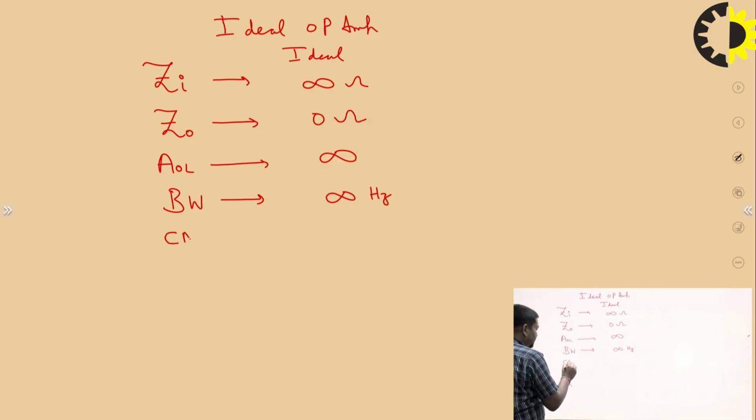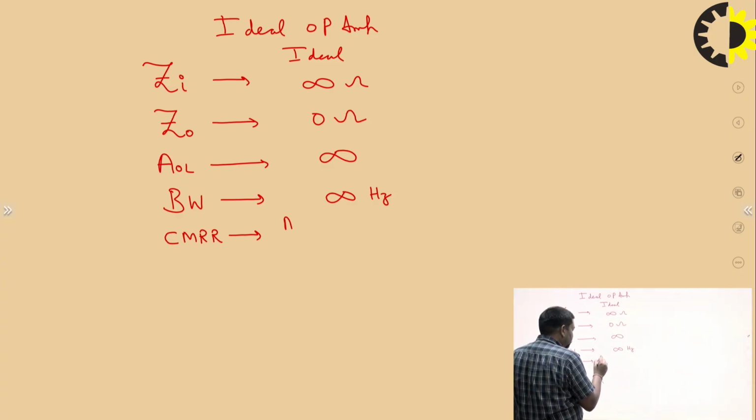Fifth one is CMRR. What is the meaning of CMRR? CMRR stands for common mode rejection ratio. The rejection capability of the op-amp is measured in terms of CMRR. So CMRR is the ratio of difference mode gain upon common mode gain.